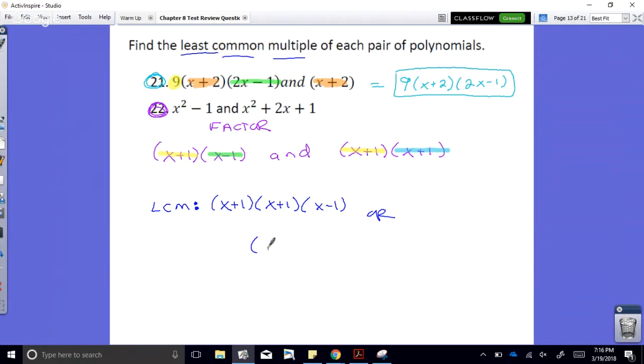Hey, if you would rather and you recognize that x plus 1 times x plus 1 is just x plus 1 squared, you can write it that way. Okay, but I'll take either one of these answers.